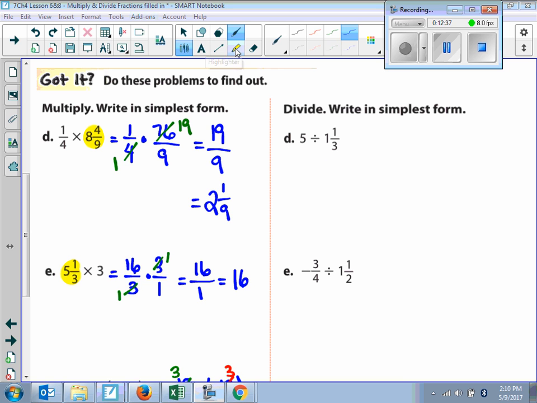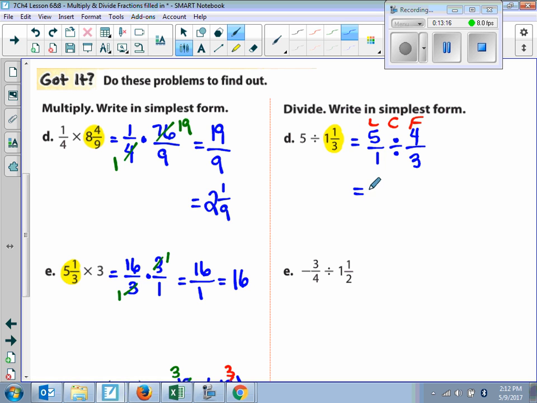So for dividing, we still have to change the mixed numbers to improper fractions. So we're going to write the whole number with a denominator of 1. The division becomes, oh, actually, we're not going to do that yet. We're going to rewrite. So we have to change the 1 1/3 to an improper fraction. So that's going to be 3 plus 1. That's going to be 4/3. So now this is where we're going to do the leave it, change it, flip it, right?